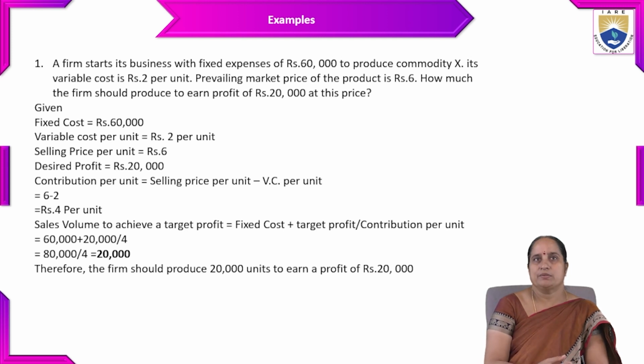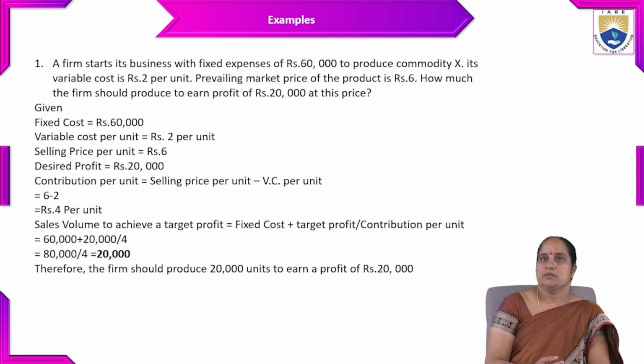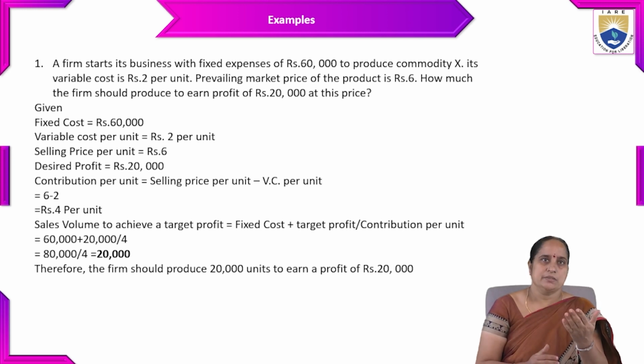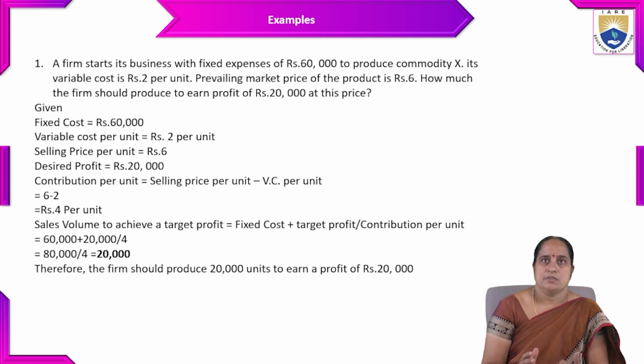So let us take some examples. Number one: a firm starts its business with fixed expenses of 60,000 to produce commodity X. Its variable cost is 2 rupees per unit. The prevailing market price of the product is 6 rupees. How much should the firm produce to earn a profit of 20,000 at this price? So the given data is: fixed cost 60,000 rupees, variable cost 2 rupees per unit, selling price per unit, which is also known as the prevailing market price, 6 rupees, and desired profit is 20,000.